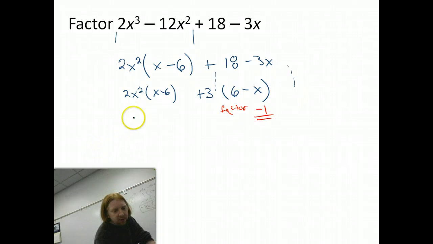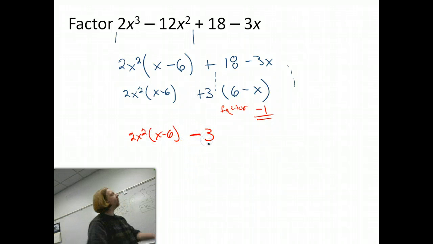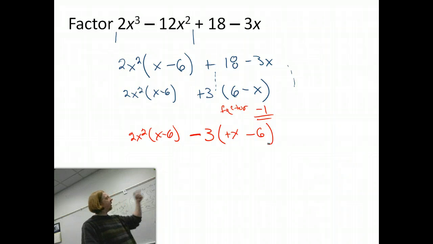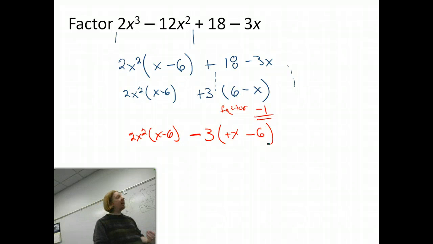So that means that this first guy is not going to change. 2x squared, x minus 6, minus 3. I'm going to factor out a negative 1. So the signs change. So this now becomes a positive x minus a 6. Because the positive 6 becomes negative, and the negative x becomes positive, and now I have an x plus 6 in each term I can yank out. So I've gotten where I wanted to get. In factoring by grouping, the objective is to have a common binomial you can pull out.